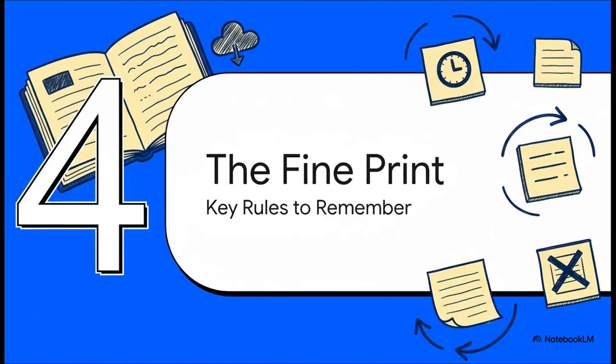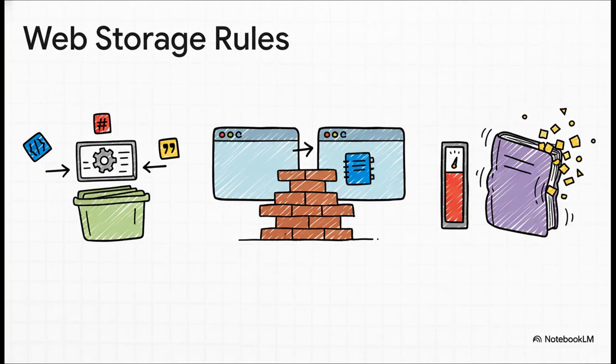Now, using web storage is really easy, but there are a few important rules, kind of like the fine print, that you absolutely need to remember so you don't run into any weird bugs down the road. Okay, rule number 1. Web storage only stores strings. If you try to save a number or a complex object, it's going to get converted into a string, and that can cause some headaches.